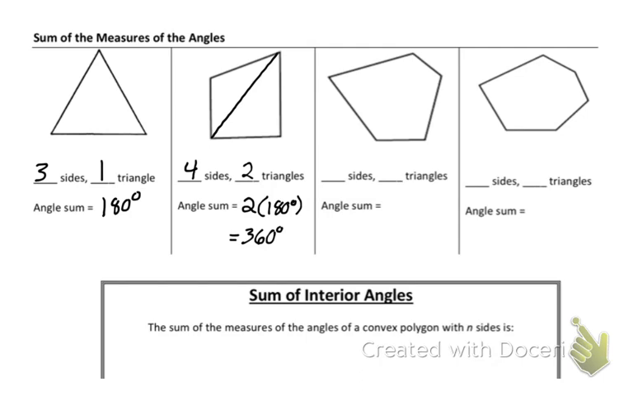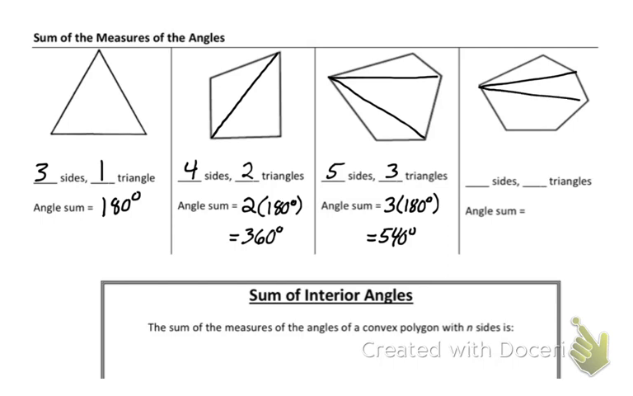On our next one, if I pick one vertex, and I draw diagonals from it. This is 1, 2, 3, 4, 5 sides. 3 triangles. So it's going to be 3 times 180 degrees, which is going to be 540 degrees.